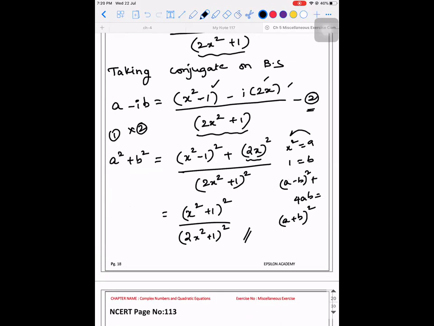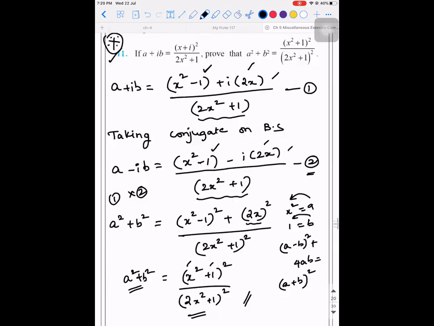So what is the value of a? x square. b is 1. So x square plus 1 the whole square divided by 2x square plus 1 the whole square. Is that clear? Yes, sir. So that is what I mentioned, and that's what they asked us to prove also.